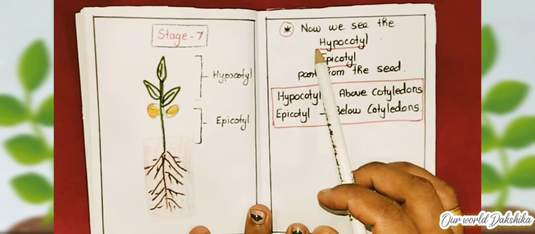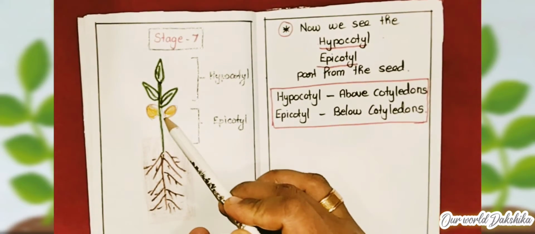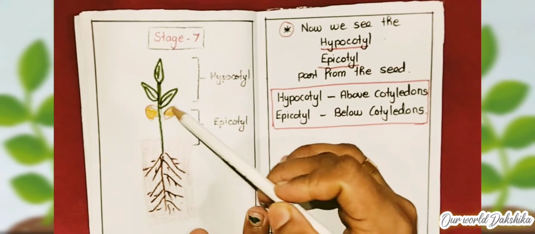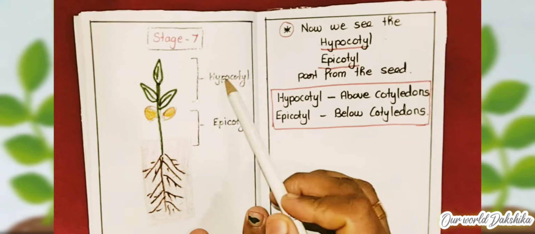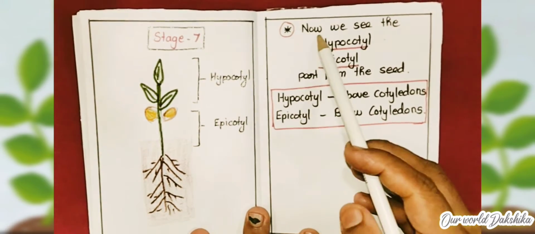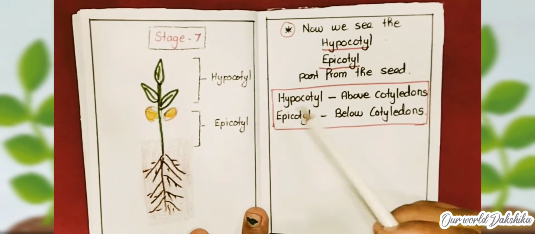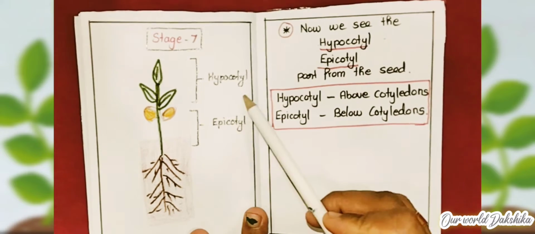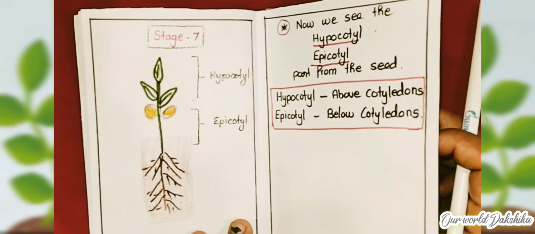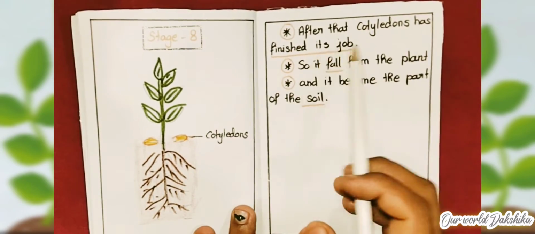Now we see the hypocotyl and epicotyl parts of the seed. This is the cotyledon part. The part above the cotyledon is called the hypocotyl, and the part below the cotyledon is called the epicotyl. This is stage 7. After that, the cotyledons have finished their job.